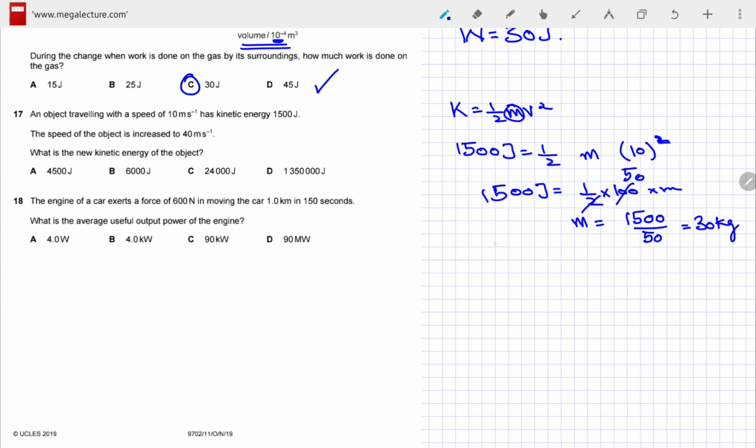Now you can use this and put the new speed, which is 40 meters per second, and use the same expression for the kinetic energy. You have half into 30 kilograms into v squared, which is now 40 into 40. So this turns out to be 24,000 joules. So the correct option is option number C.